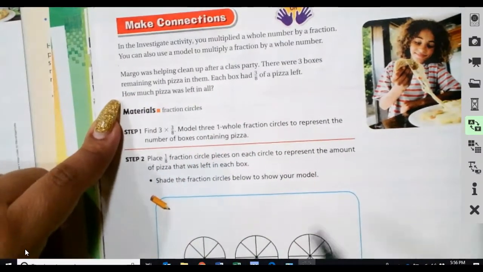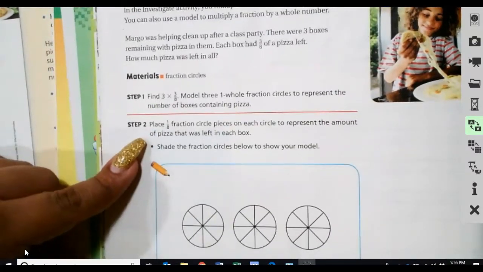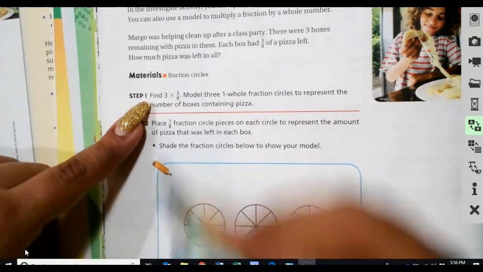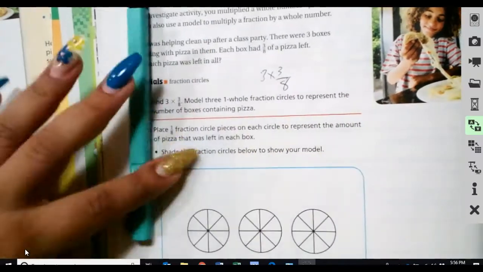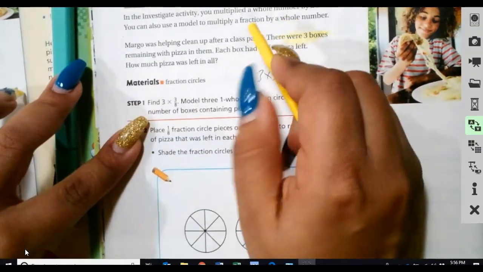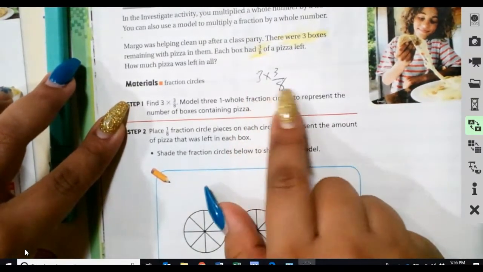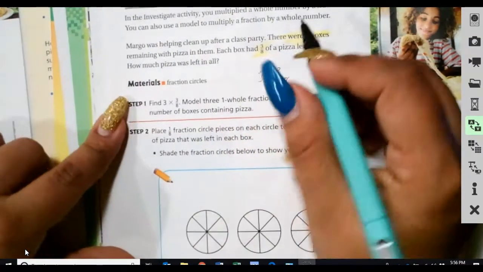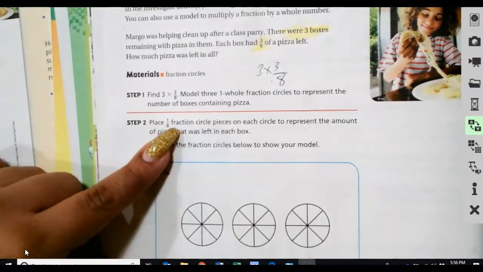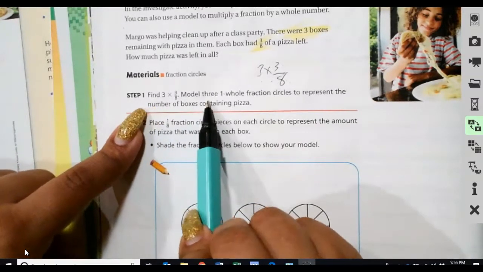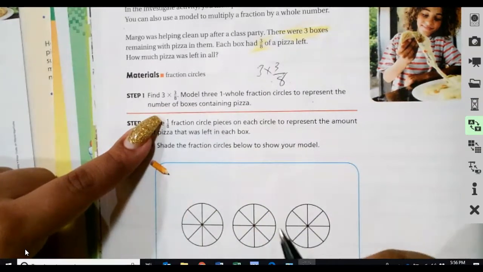So here's the pizza example that I like. And this one, instead of using tiles, we're using fraction circles. So we're finding 3 times 3/8, right? And if you were to highlight, there's 3 boxes remaining, and there's 3/8. Well, 3 boxes times 3/8 because that's what's left in each box. So find 3 times 3/8, model 3 one-whole fraction circles to represent the number of boxes containing pizza.